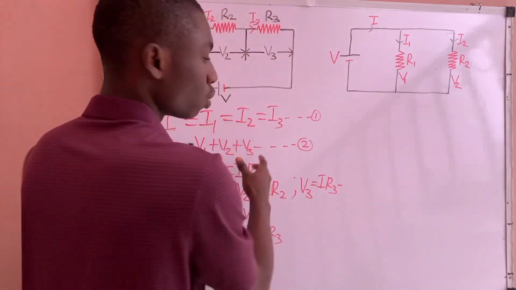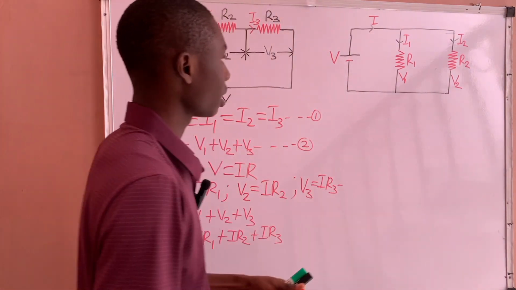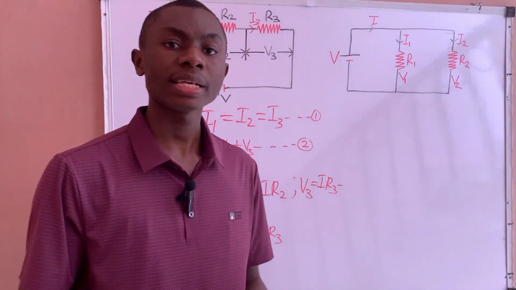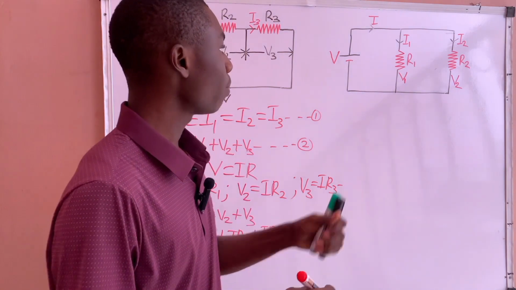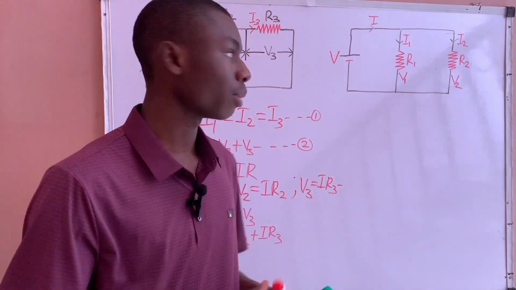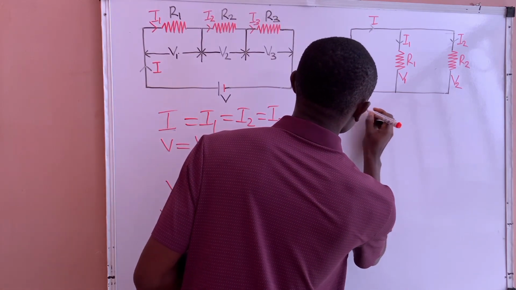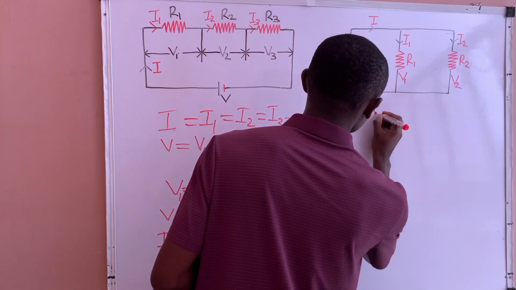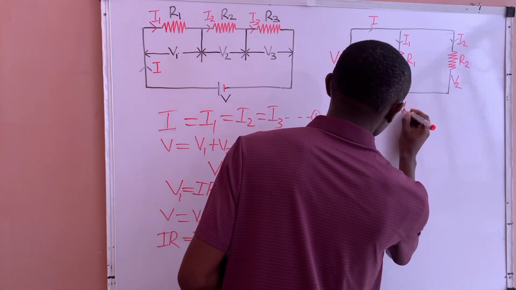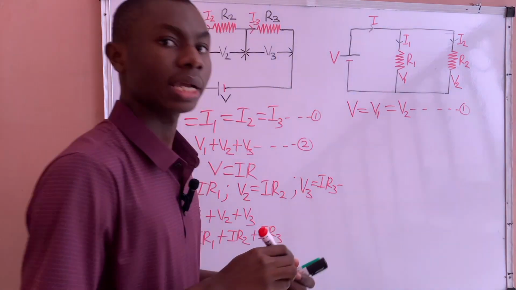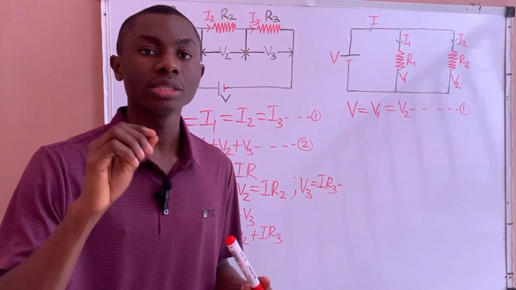The same thing we did to series, that is what we are going to do to parallel. We know that in a parallel circuit, voltage is the same, which means V, which is the supply voltage, is equal to the voltage across the other one, which is V1, is equal to V2. Equation 1.